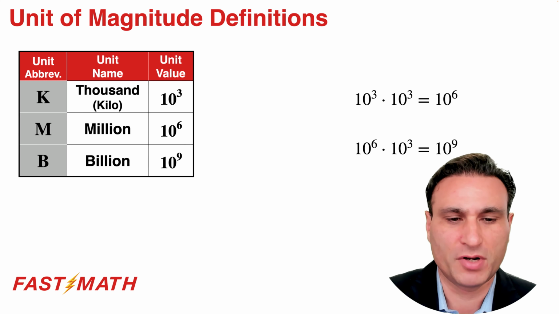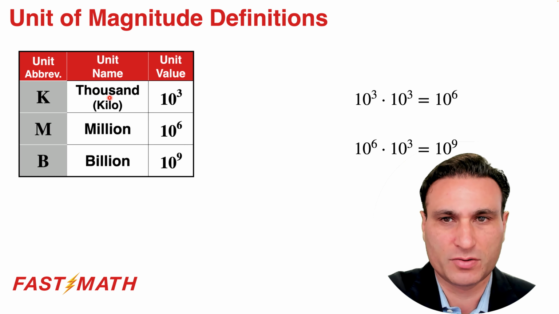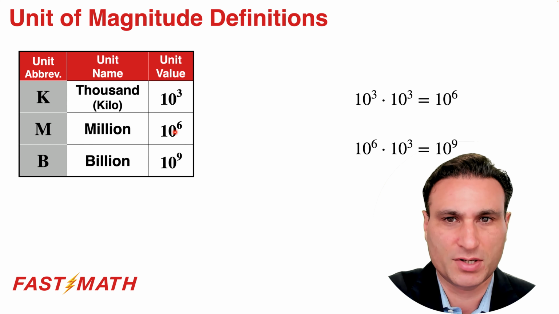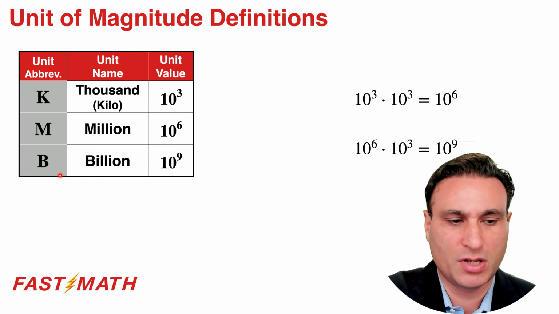These are the formal definitions for these unit abbreviations. K is the abbreviation for 1,000, which is 10 to the 3rd. M is the abbreviation for million, which is 10 to the 6th. And B is the abbreviation for billion, which is 10 to the 9th. These values are called units of magnitude, or units for short. And this table shows the unit abbreviation, unit name, and unit value.